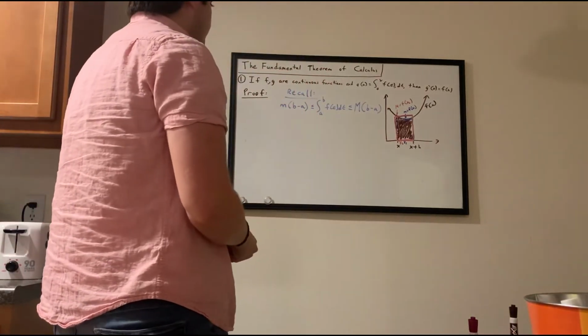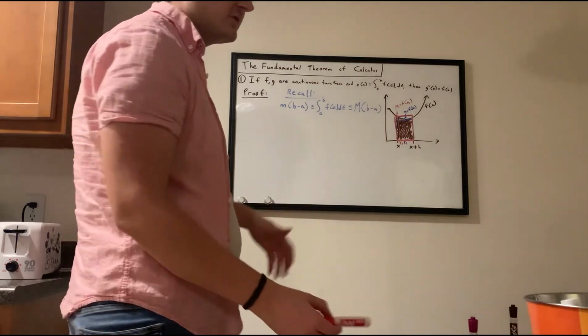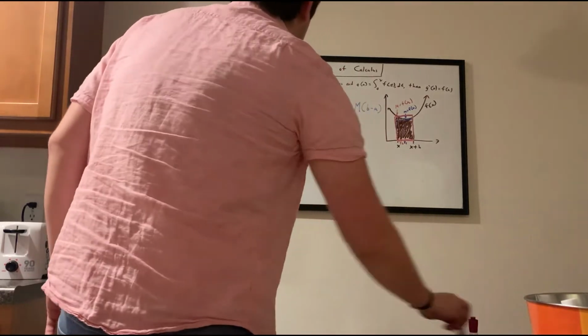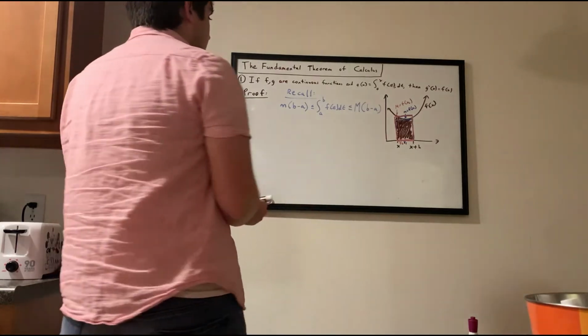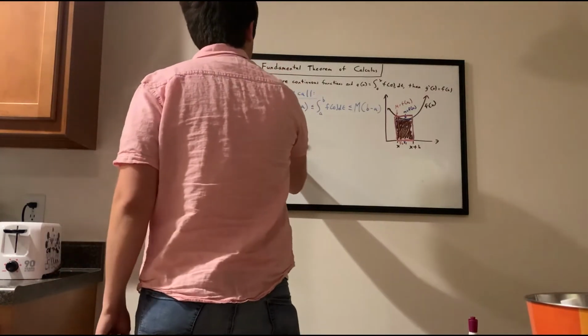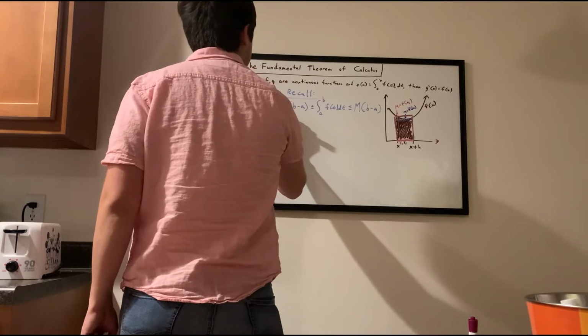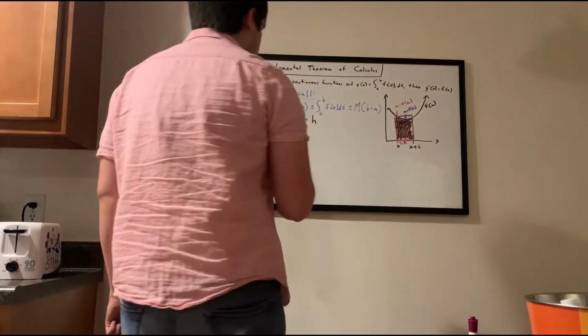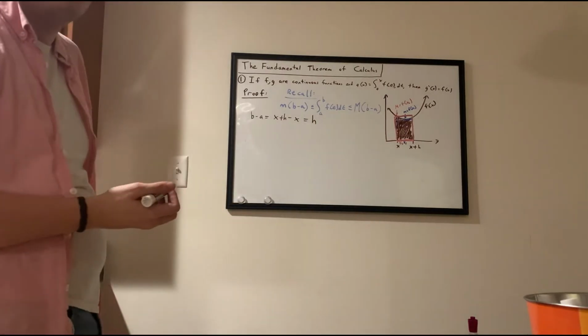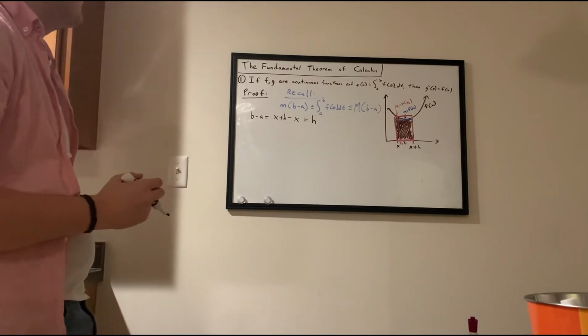So now let's plug in our specific situation. In this case, a and b are x and x plus h respectively. So b minus a is the same thing as x plus h minus x, which simply gives us h.